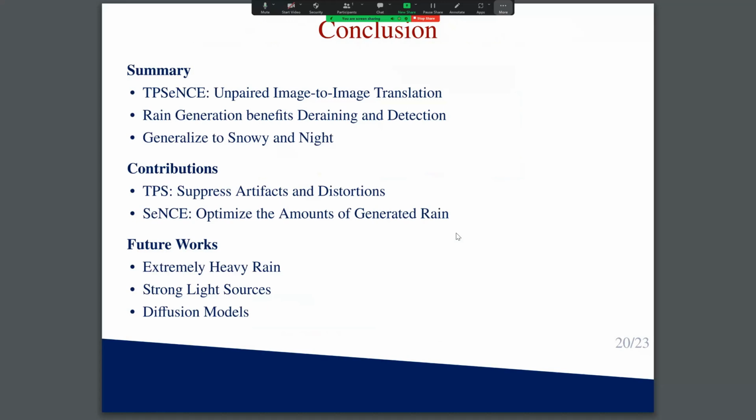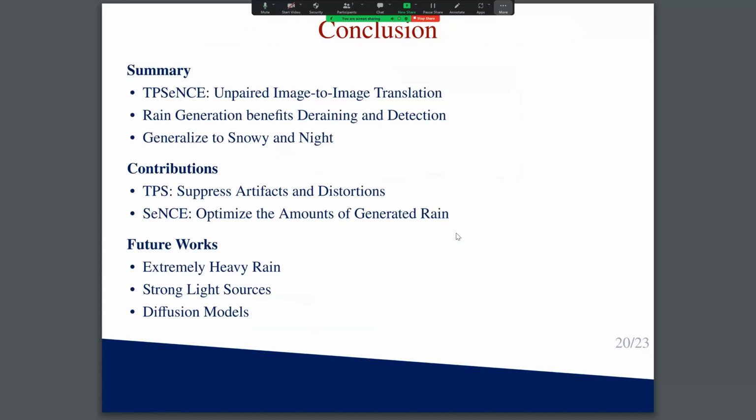So in conclusion, we propose TPSeNCE, an unpaired image-to-image translation framework, and we show that rain generation benefits deraining and object detection in real rainy conditions. Our method can be easily generalized to snowy and night scenes with great performance.